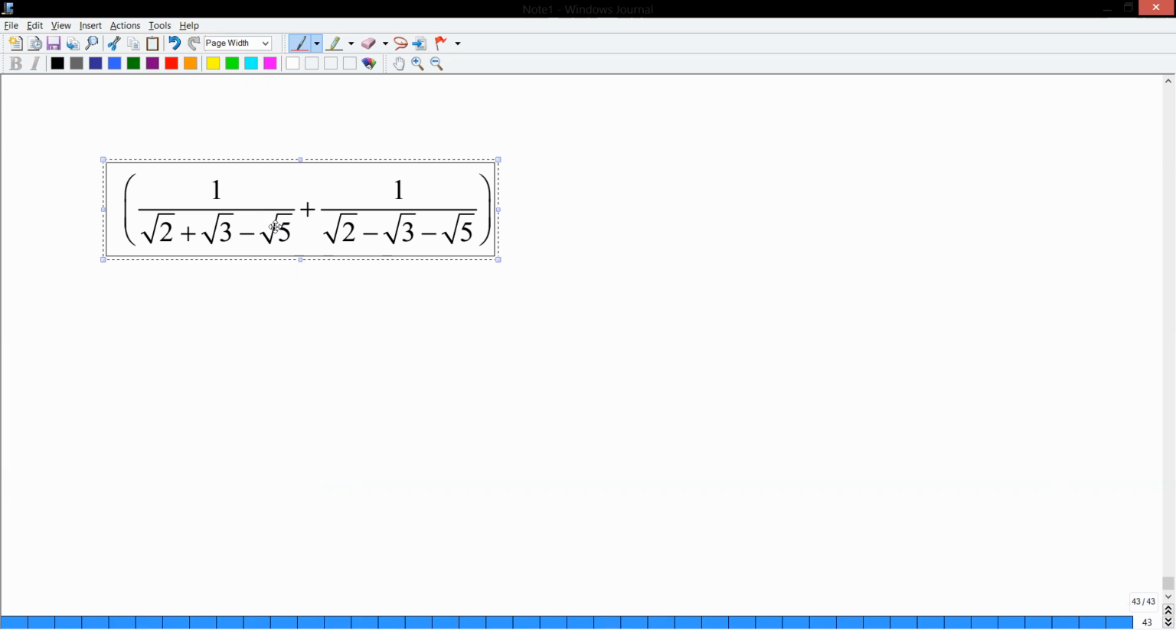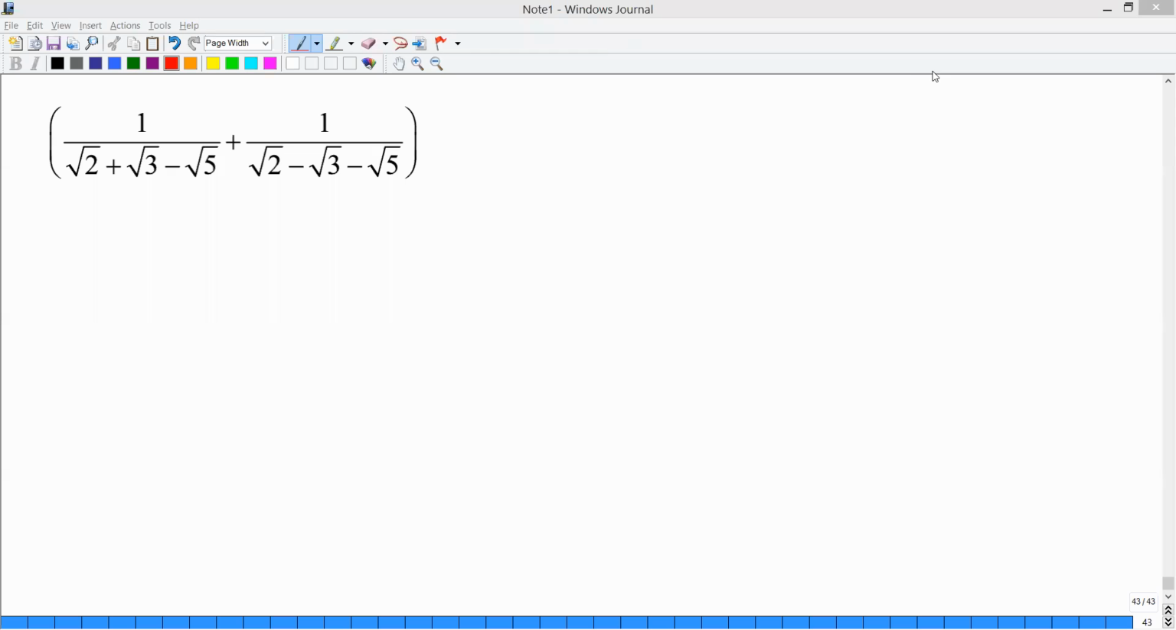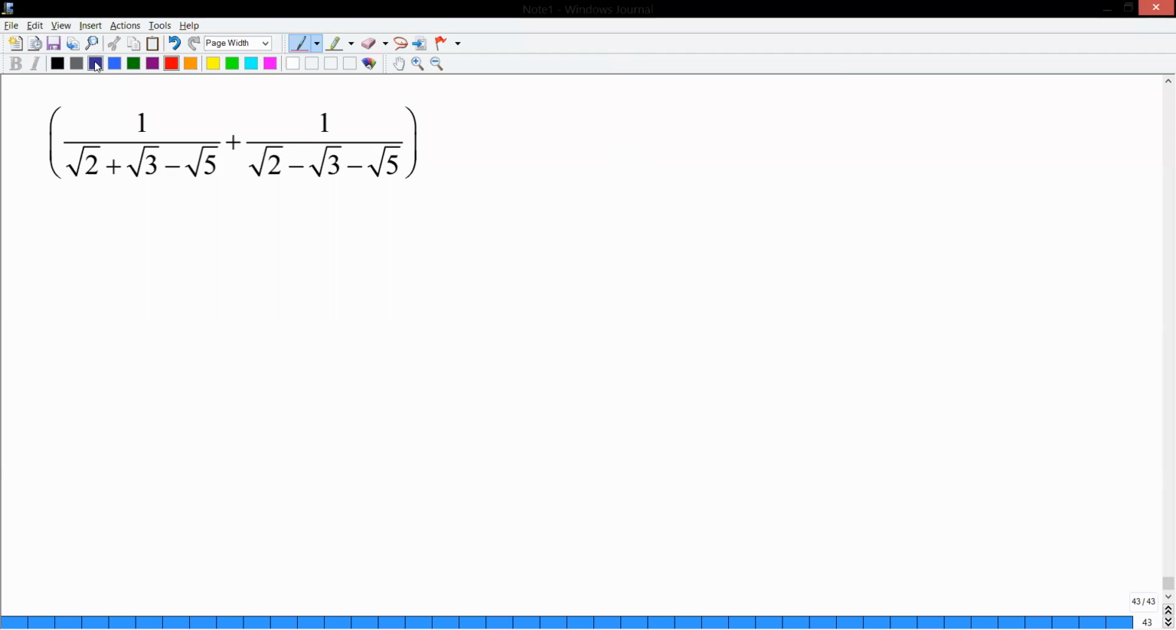Whenever you have numbers like this, 1 by root 2 plus root 3 minus root 5 plus, yeah, just a second. See the terms which are changing its sign. A root of 3 is plus here, a root of 3 is minus here. The terms which are not changing, take it as A. Terms which are changing, take it as B.